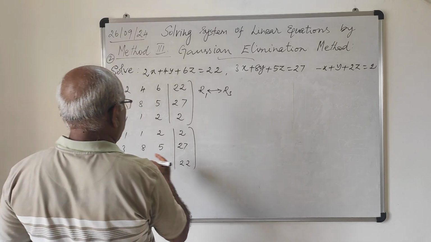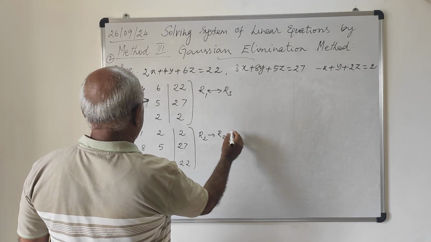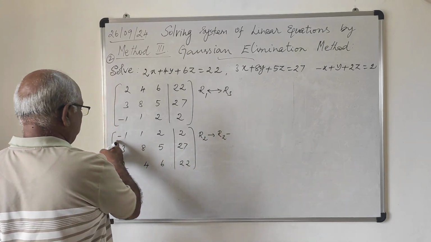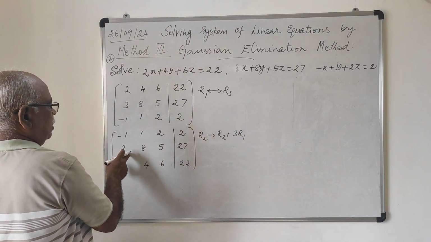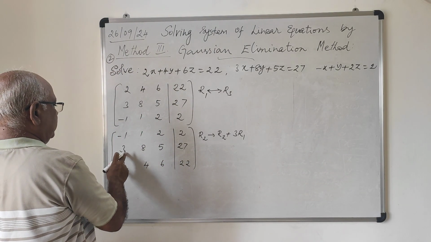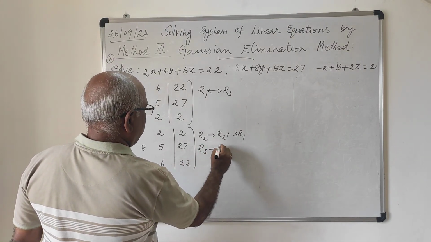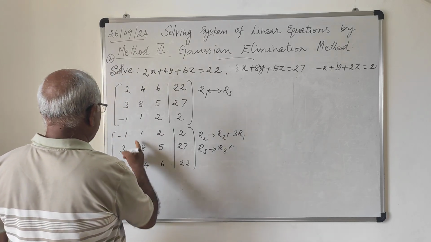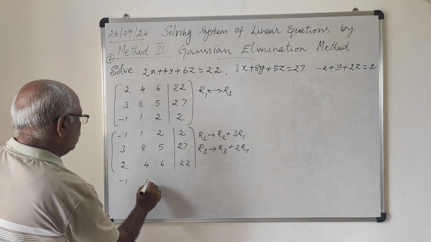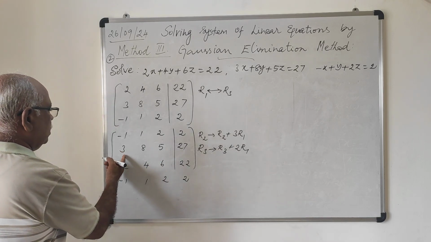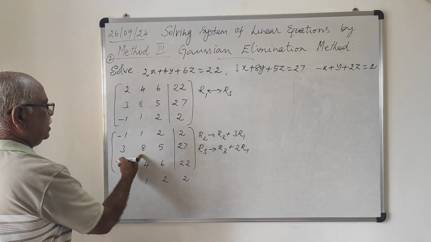Similarly, second, R2 is R2 plus 3R1. Because here you have minus, therefore you multiply R1 by 3 and you add, you will get 0. R2 plus 3 times R1 is minus 3. 3 minus 3 is 0. Similarly, R3 plus 2 times R1. Therefore, I get minus 1, 1, 2, 2. R2, R2 plus 3 times, 3 minus 3, 0.